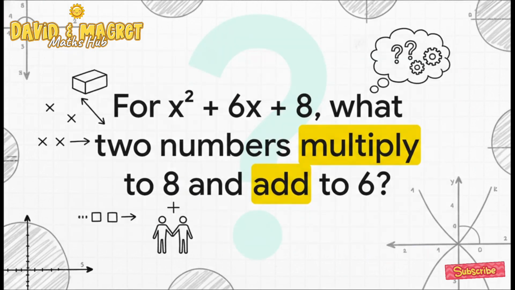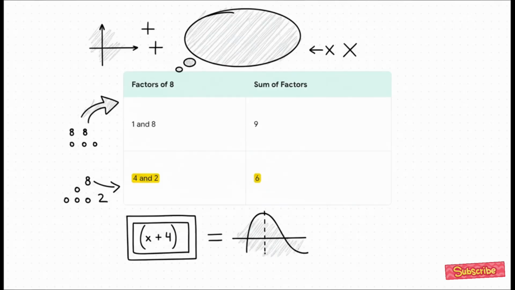Okay, let's try one. We've got x squared plus 6x plus 8. So, what's our puzzle? We need 2 numbers that multiply to our constant, which is 8, and add up to our middle number, which is 6. Take a second, think about it. What are the factors of 8? All right, let's walk through the possibilities. We could try 1 and 8. Yeah, they multiply to 8, but 1 plus 8 is 9.